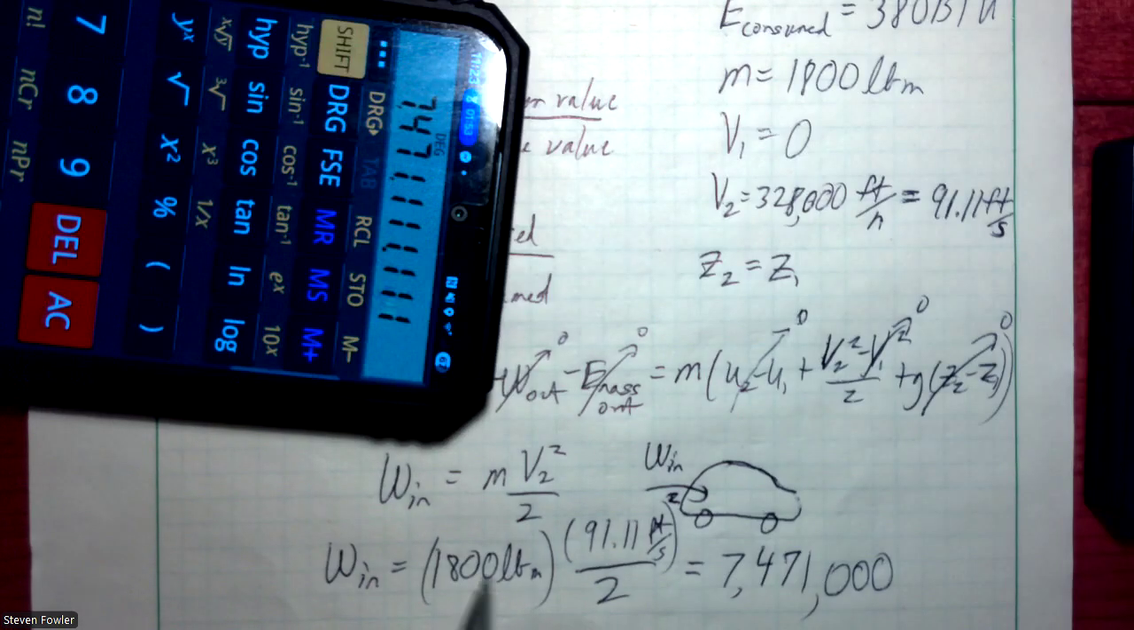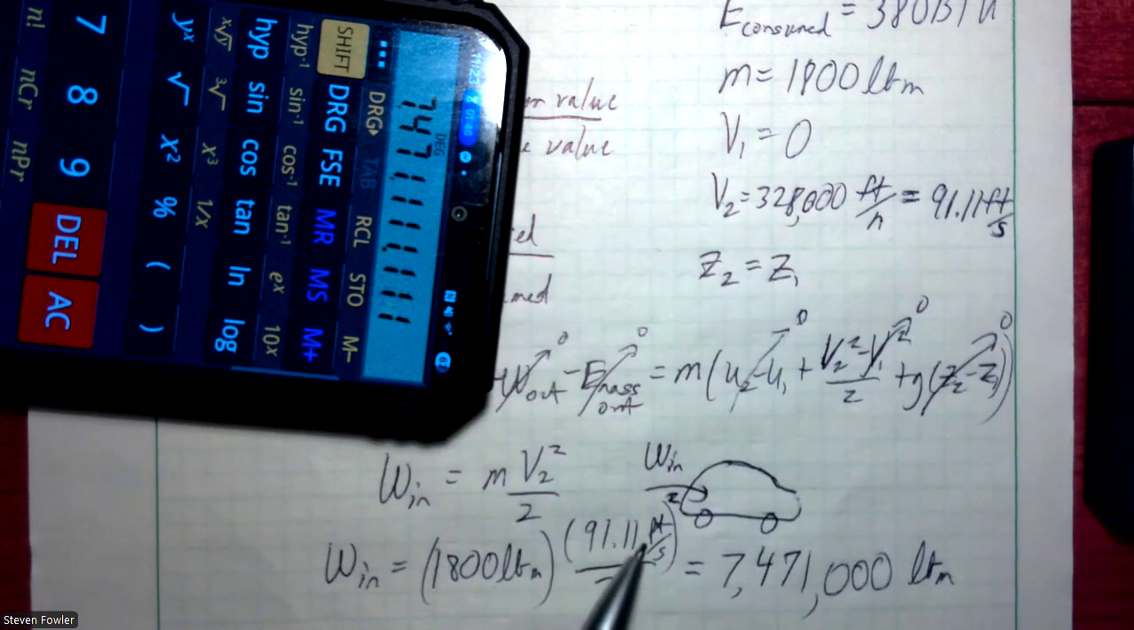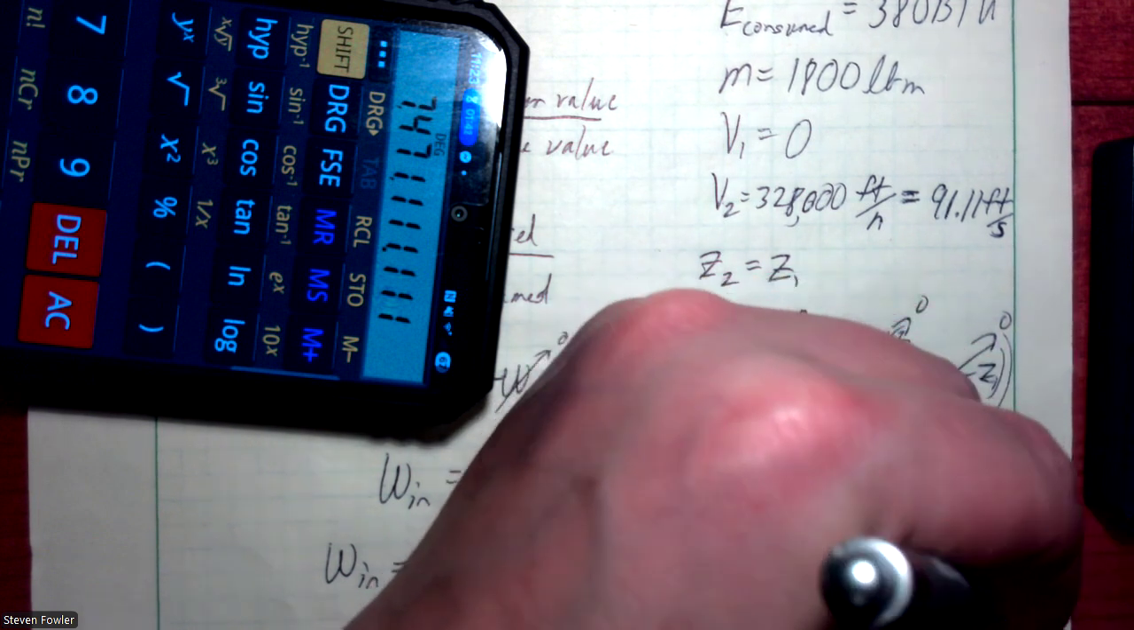The rookie mistake is to say, oh, that's BTUs, right? No, that's not. Let's collect our units. The units are what are here: pound mass, and I've got feet per second that's getting squared. So that's pound mass, feet squared per second squared.